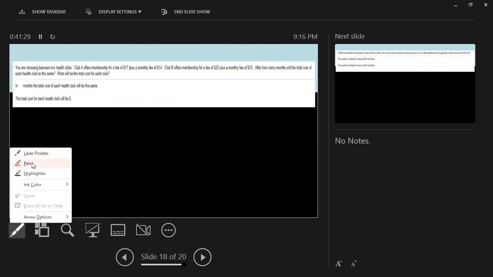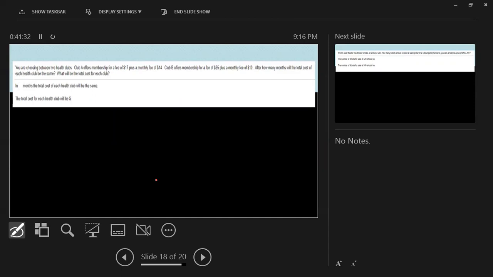All right, so for this particular item, it says here, you're choosing between two health clubs. Club A offers membership for a fee of $17 plus a monthly fee of $14. All right, so to join Club A, I'm going to write that as y is equal to $17 just to join. Then you have to pay $14 per month, but we don't know how many months. Club B offers a membership fee of just walking through the door. You have to pay $25 plus you're going to pay $10 per month, but we don't know how many months.